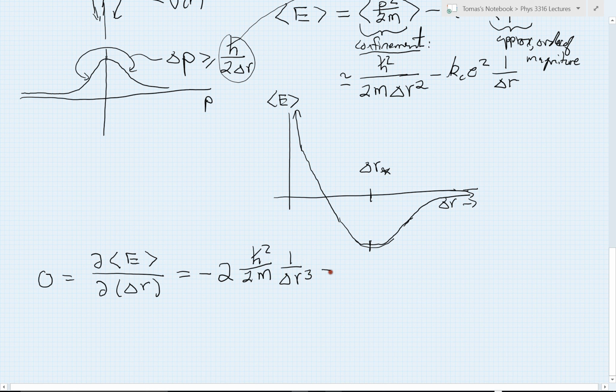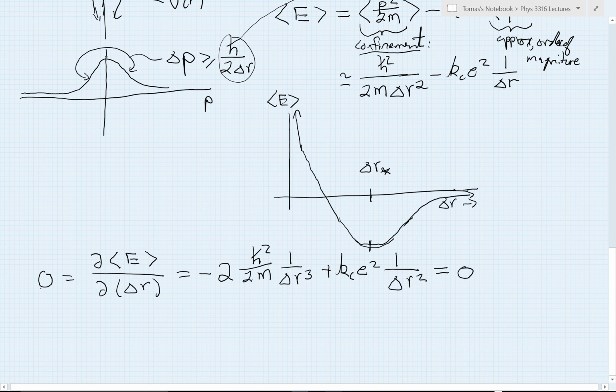The next term was minus Coulomb's constant times the square of the electron charge. And then the derivative of 1 over delta R gives me a minus sign. And then again, I go to the next exponent, so that's delta R squared. And then the sum of these two terms has to be 0, as we said, at the optimum.